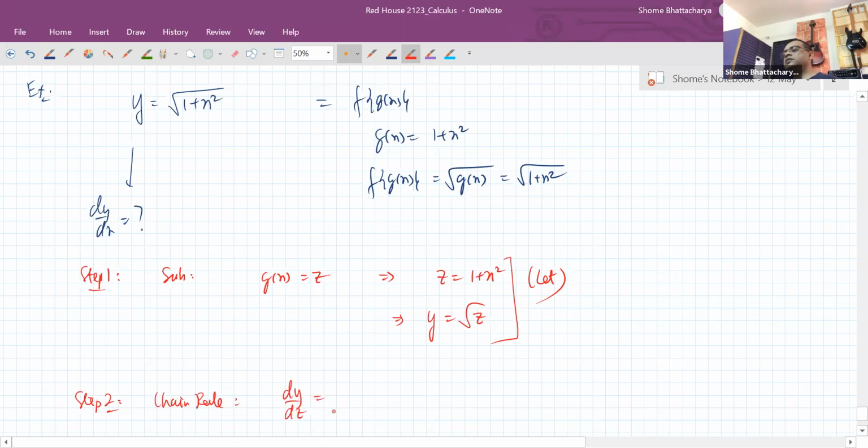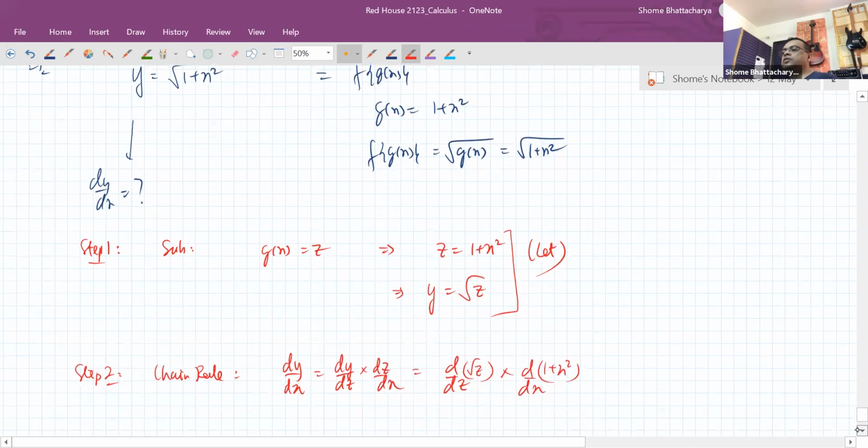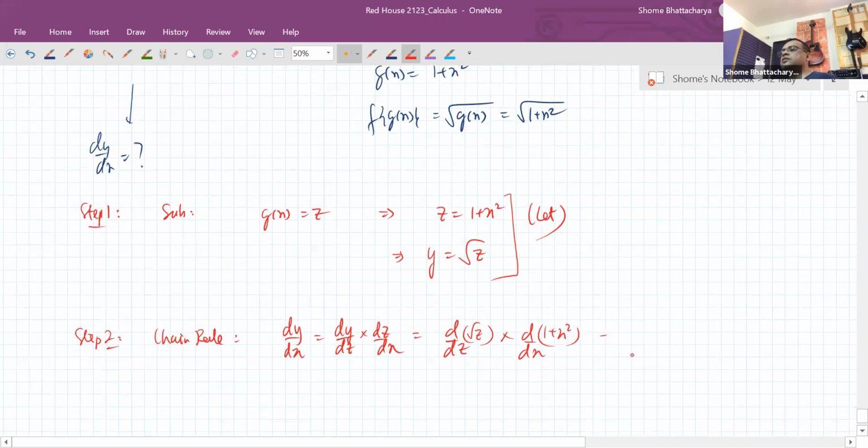So dy by dz, sorry, dy by dx is equal to dy by dz multiplied by dz by dx. So this will become the differentiation of root z multiplied with the differentiation of this function. Okay. So differentiation of root z, as you know, is 1 by 2 root z, right? And differentiation of 1 plus x square is 2x. So this becomes x upon root z.